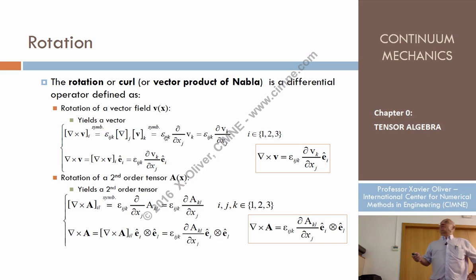So this is epsilon ijk times, what is the component j of nabla? Derivative with respect to xj. What is the component k of b? bk. Now let's do the operation: epsilon ijk, derivative of bk with respect to xj. Okay? So the rotational of a vector b is a vector whose component i is epsilon ijk, derivative of bk with respect to xj. Okay, that is very compact.